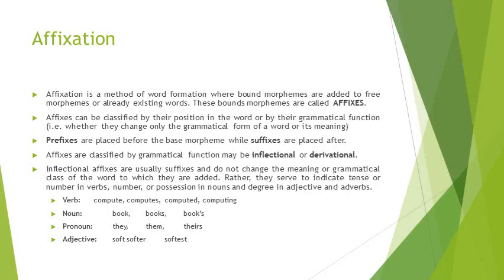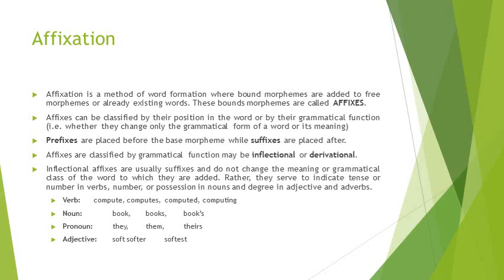Now let's move on to affixation. Affixation is a method of word formation where bound morphemes are added to free morphemes or already existing words. So a word that is already in existence is called a free morpheme. Now bound morphemes are also called affixes. Okay, your bound morphemes are morphemes that you add to free morphemes. So if you take a word like effect, if you add a bound morpheme to it, ive, it becomes effective.